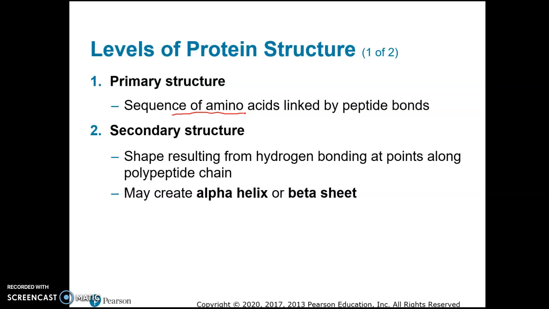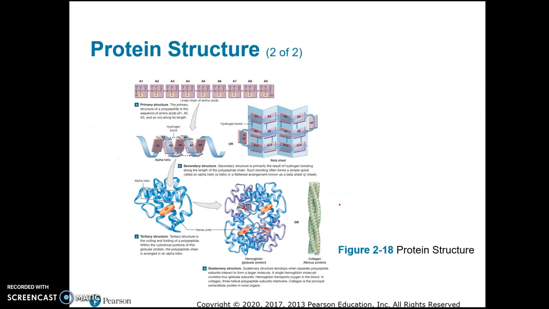Then that chain or sequence of amino acids can form either into an alpha helix, which is like a spiral shape, kind of like DNA, or a beta sheet, which is pleated. If you've ever taken a piece of notebook paper and folded it into a fan. So a beta sheet is pleated in structure, and an alpha helix is spiral in structure. So a secondary structure is either the alpha helix shape or the beta sheet shape.